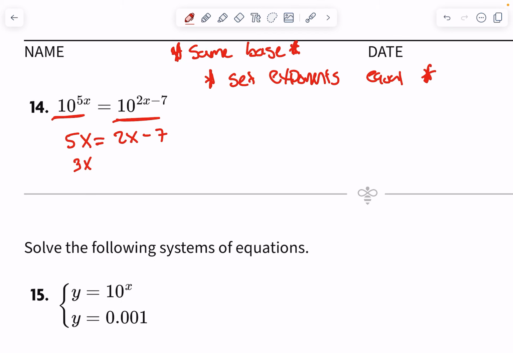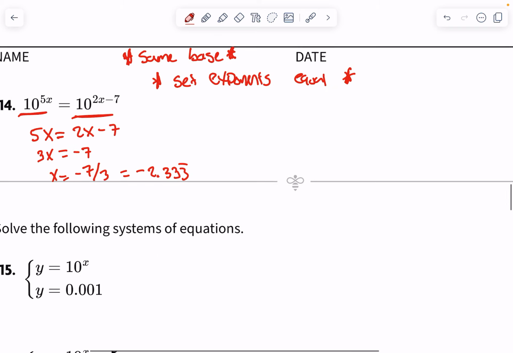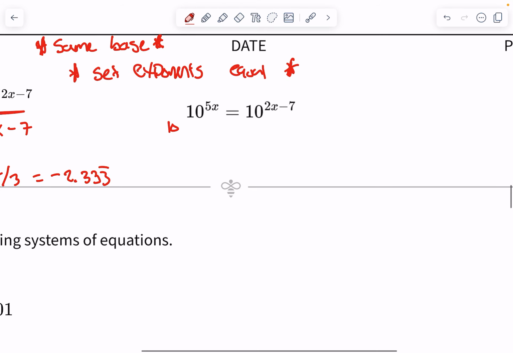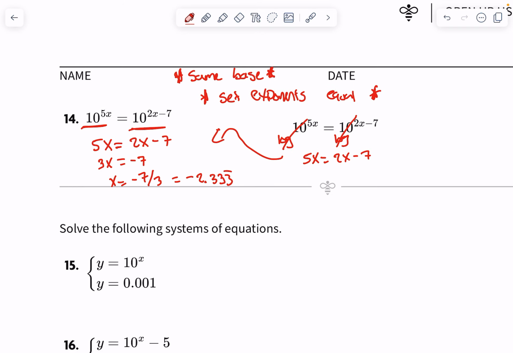And then solve for x. So 3x is equal to negative 7. x is equal to negative 7/3, which is equal to negative 2.33 repeating. Okay? I could have done this differently too. I could have taken logs, right? It's going to be the exact same answer. So I can take a log of both sides. The log goes away, so I'm left with 5x is equal to 2x minus 7, which is what I got over here. Okay, cool.